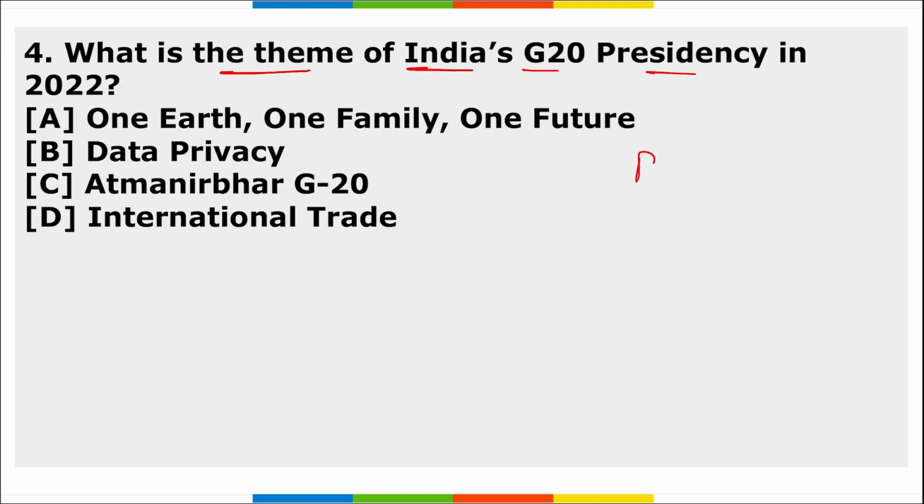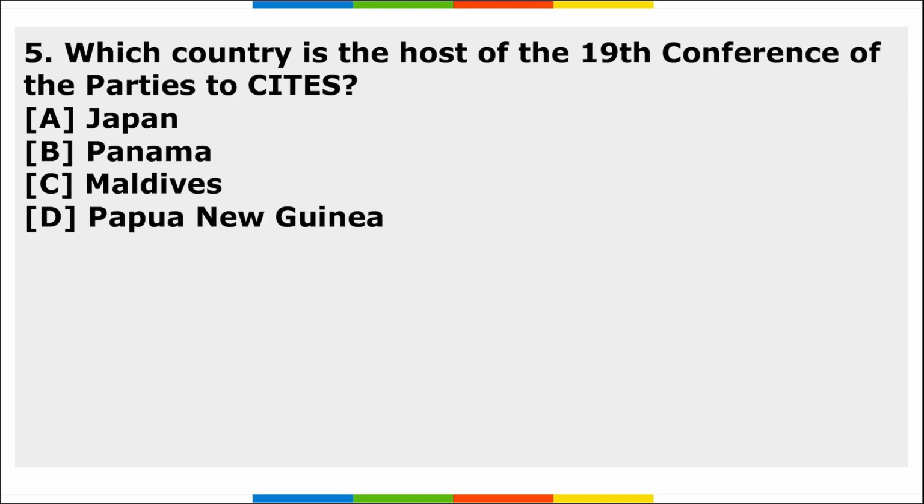Tell me here both. Alright, there are the two themes that I told you, so I want the both. Next, which country is the host of the 19th Conference of Parties to Cities? So these are your 5 homework questions, friends. Alright, no cheating while commenting below.